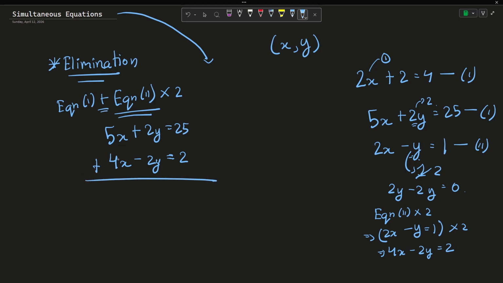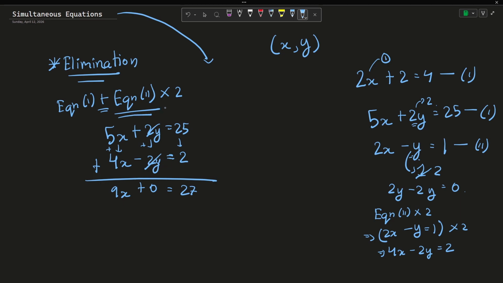So we are now just going to vertically add the terms with each other. If I vertically add 5x with 4x, that will be 9x. And if I add these two, they cancel each other out, so this gives us a 0, and then 25 plus 2 is 27. Now this was the point of elimination. We have successfully eliminated our variable y from our equation. Now this becomes a very simple one variable equation to solve. So this is what we try to do in elimination.